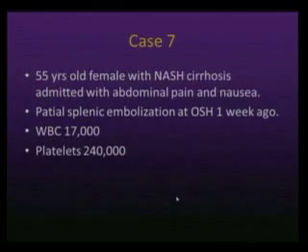Case 7. 55-year-old female with NASH cirrhosis admitted with abdominal pain and nausea, partial splenic embolization at an outside hospital 1 week ago. WBCs were 17,000, platelets were 240,000. So I was called in because this patient had a white count of 17,000. They called in for an abscess drainage. That patient is infected. They got a CT scan done. That patient has abscess.